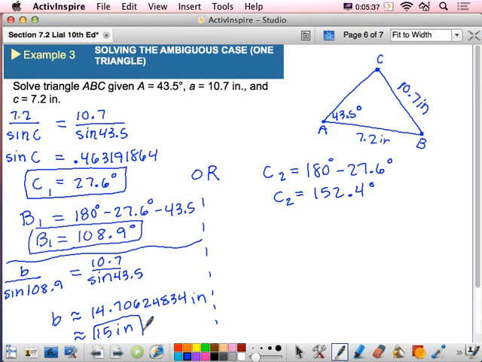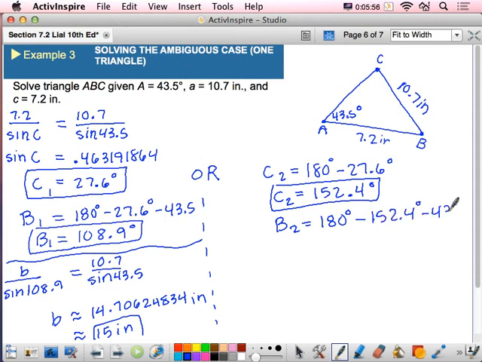Let's go over here and try to finish triangle 2. We already know that C2 is this, so that means that B2 has to equal 180 minus C2 minus A, which is given, and you use that on both of the triangles. What does that produce? Negative 15.9. Can we have a negative angle in a triangle? No. So this one actually does not exist. That's what happened on the homework. There are some in the homework where that will happen too.